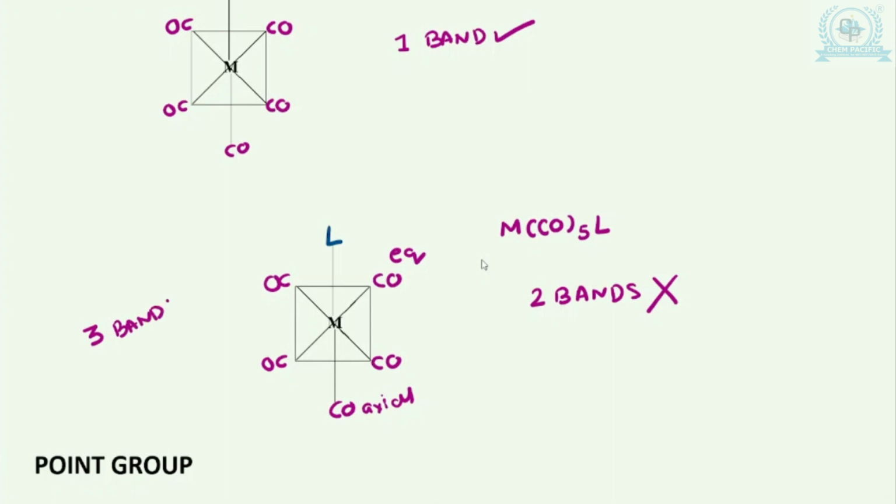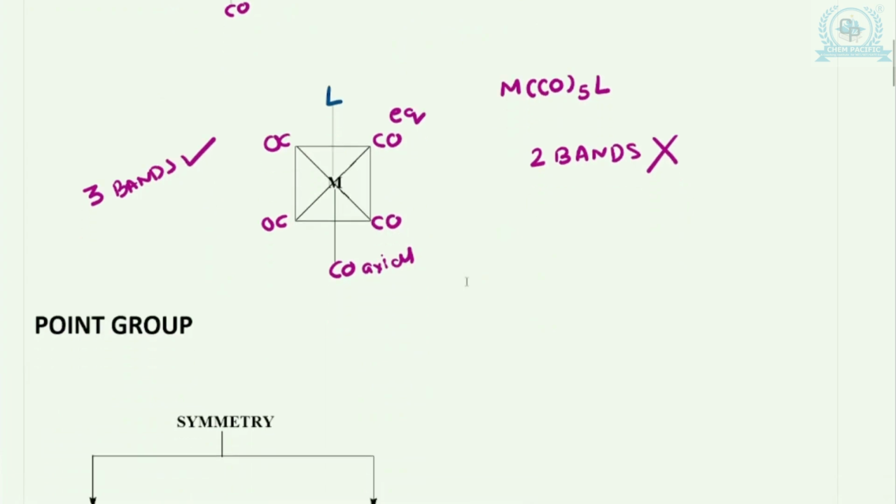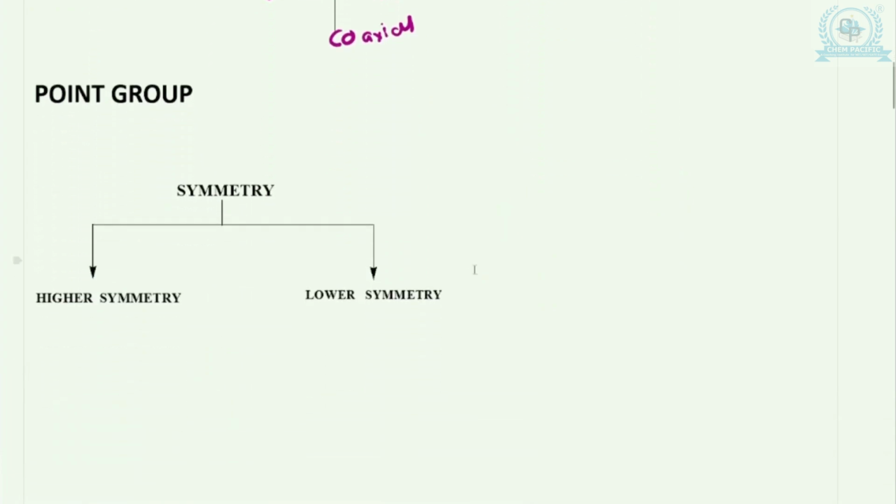And how and why is it so? Let me explain this to you in detail. It means if you want to study CO bands, you can study it from group theory and from the point group only. So basically, the symmetry is of two types.